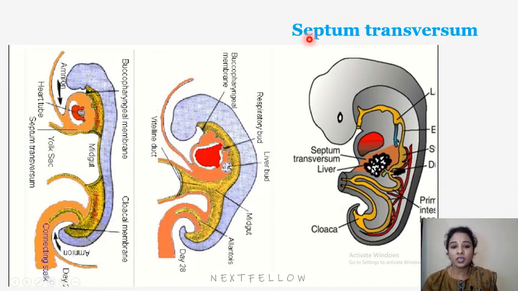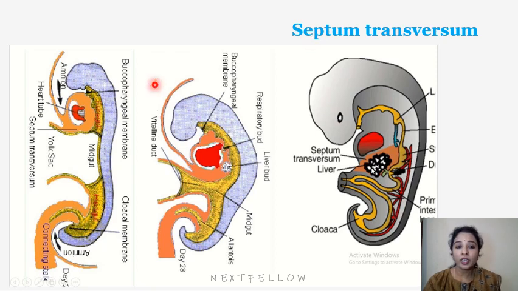So next we shall understand about this septum transversum. Septum transversum is the aggregation of mesenchymal tissue derived from the mesoderm. The intraembryonic mesoderm, which is cranial to the procaudal plate, will form the septum transversum. It is a thick plate of mesodermal tissue that occupies the space between the thoracic and abdominal cavities later on.